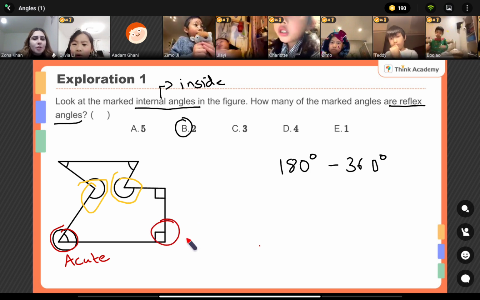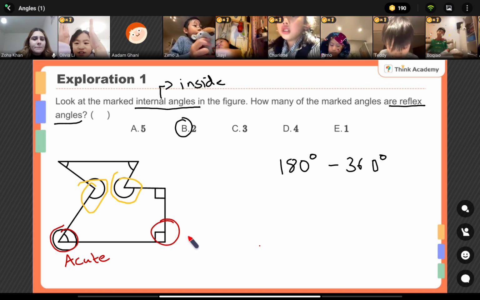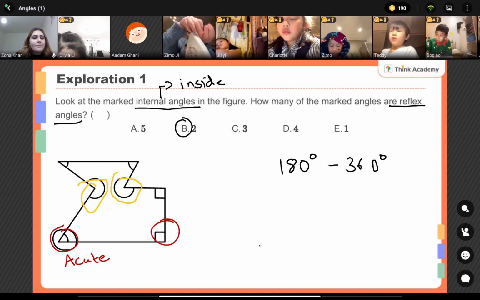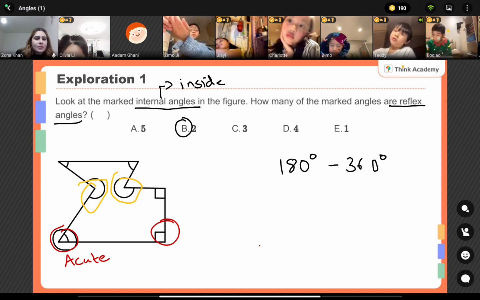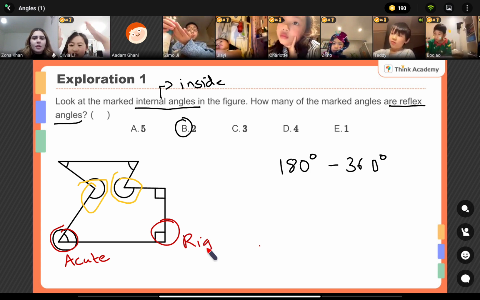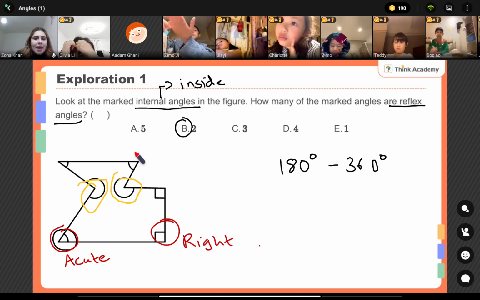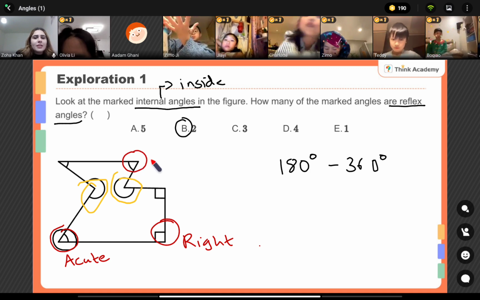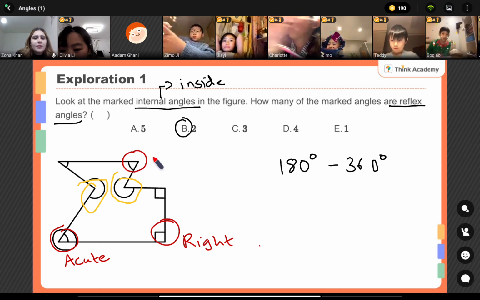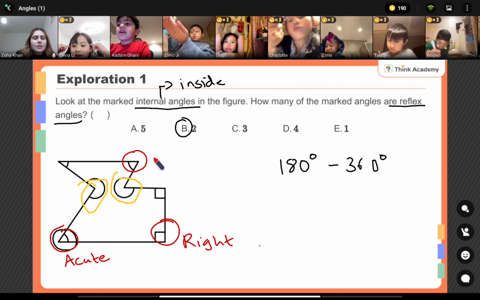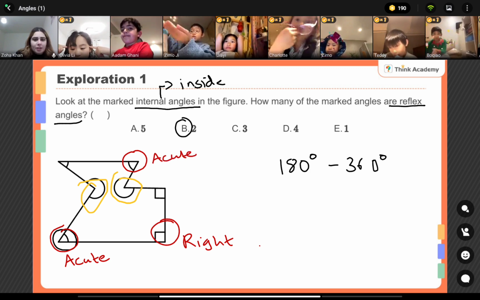Teddy, what's going to be this angle? I can't hear you, Teddy. A right angle. Good, that's going to be a right angle. Very, very well done. Okay, and then over here, Mona, what do you think this angle is going to be? Acute angle. Very well done. It's less than 90 degrees.